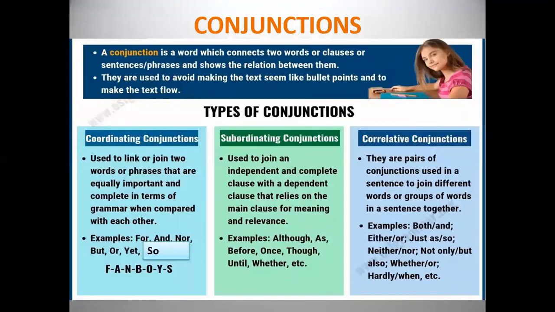Now again we'll move to the second type, that is subordinating conjunctions. Subordinating conjunctions are used to join an independent and complete clause with a dependent clause that relies on the main clause for meaning and relevance. Okay, now relies means it is depending, and relevance means it is closely connected. So the first sentence is completely dependent.